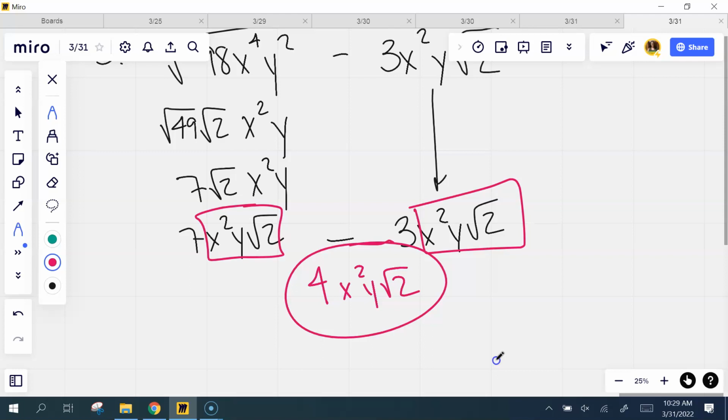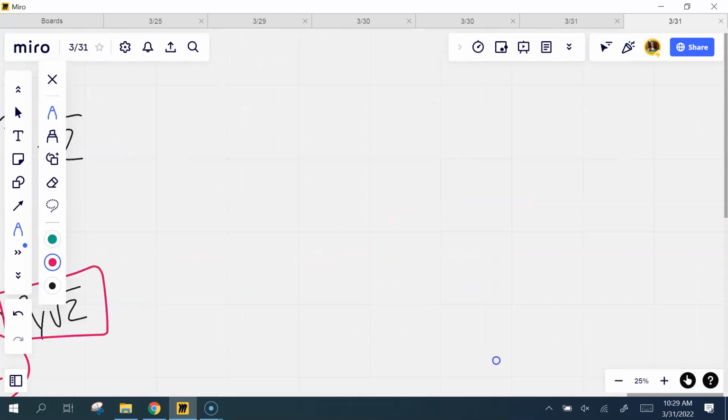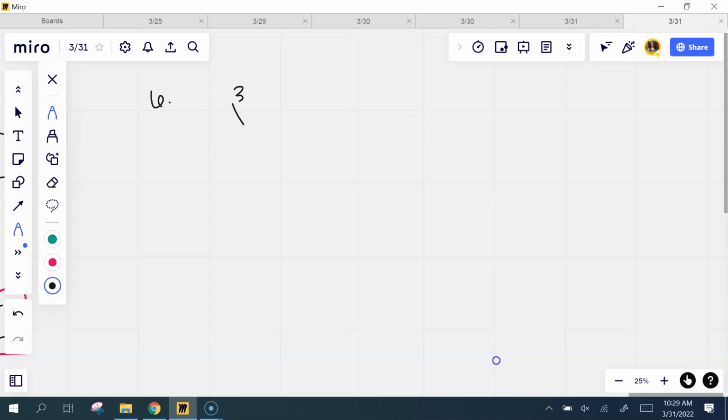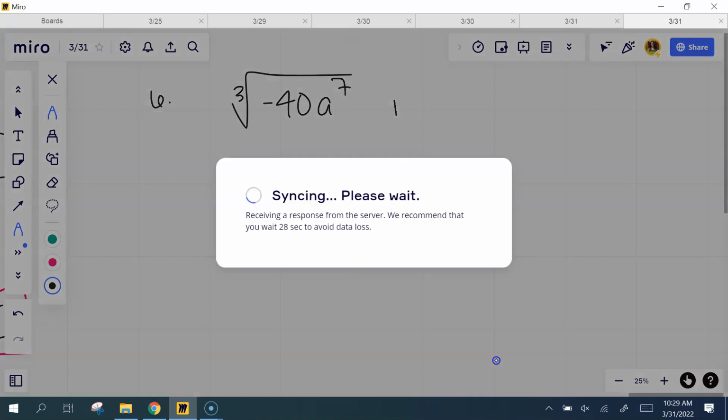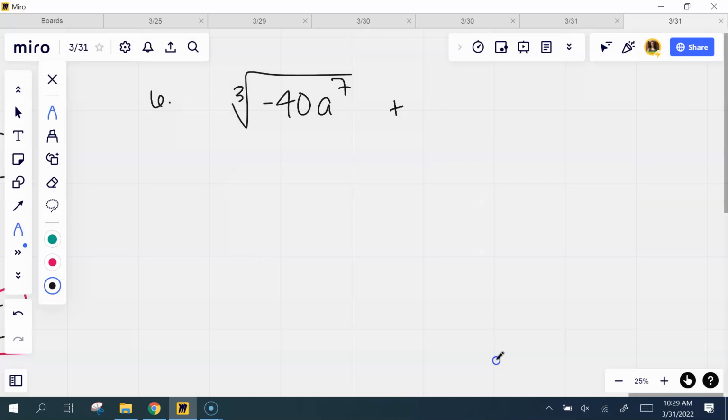Want me to do 6? Let's do 6. I've got the cubed root of negative 40 a to the 7 plus 2a squared times the cubed root of 135a to the 4th. Whoa. Okay, let's look at the first. Let's take it one at a time.